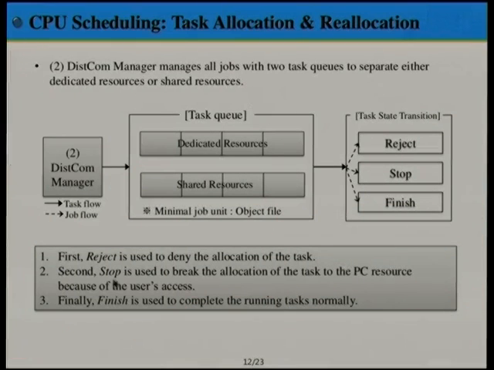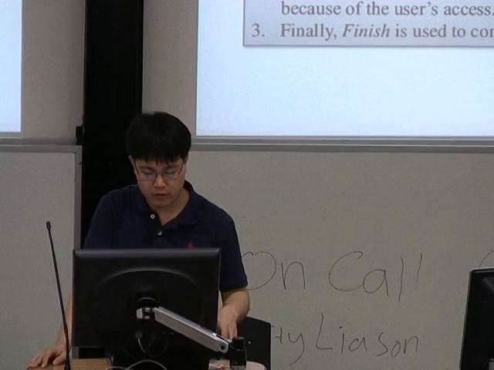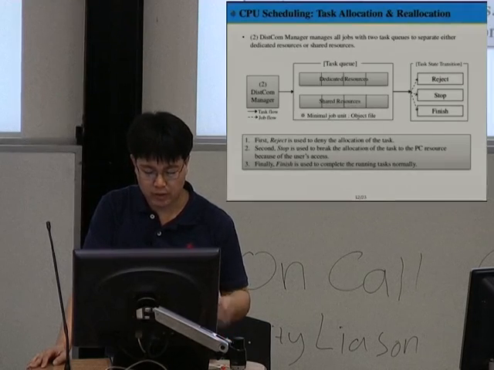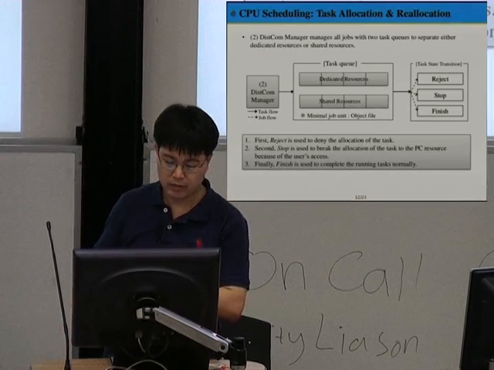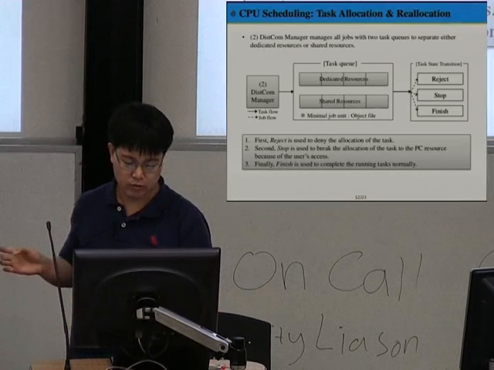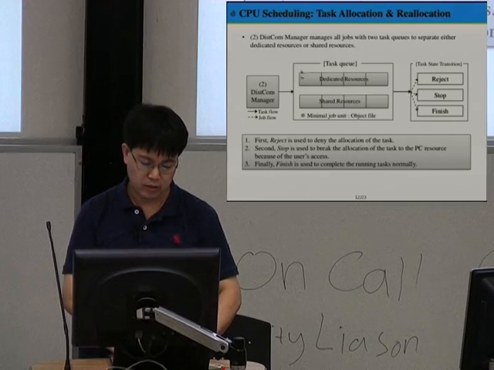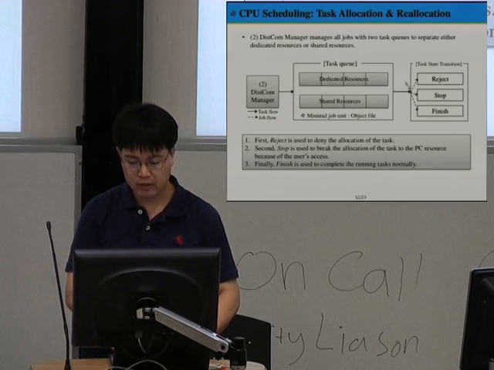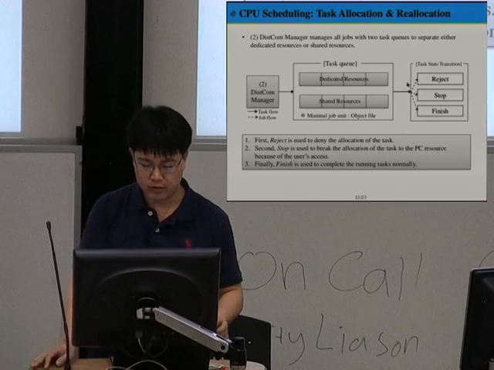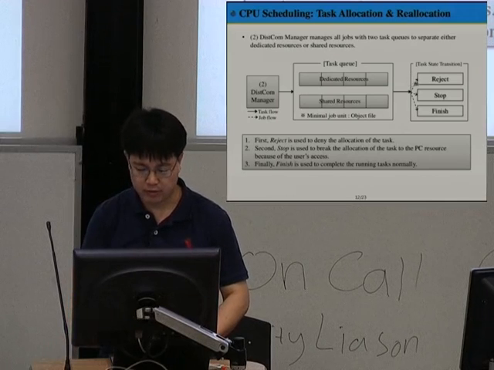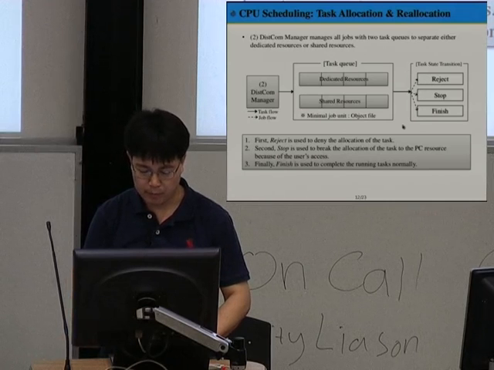And then we considered the task allocation and reallocation of the compilation tasks. You can see we considered the task allocation and reallocation by separating into dedicated resource and shared resource queues. In these queues, the minimal job unit is the object file. And then we implemented the three state transitions of the task class: reject, stop, and finish.